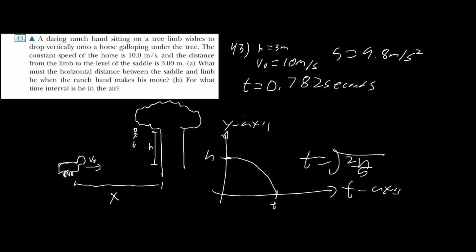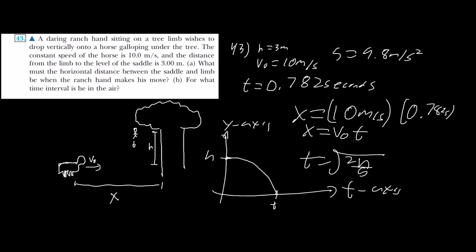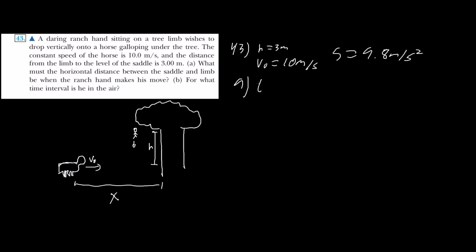Now all we have to do is find the horizontal distance, being the constant velocity, which is 10 meters per second, times the time it takes, which is 0.782 seconds. It's basically the same equation, so we just take that result and multiply it by 10, which is just moving the decimal one place to the right. Once you find that, x is going to be 7.82 meters.